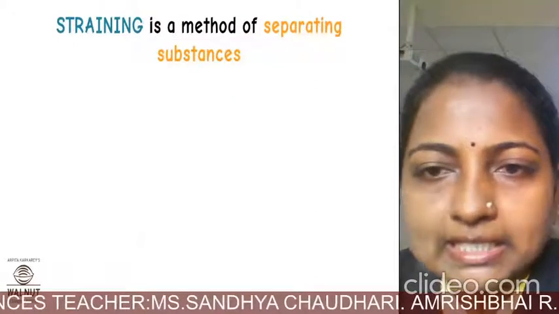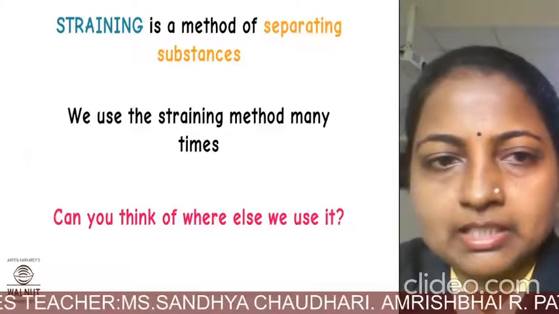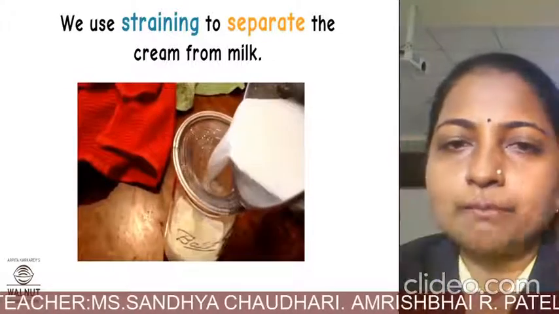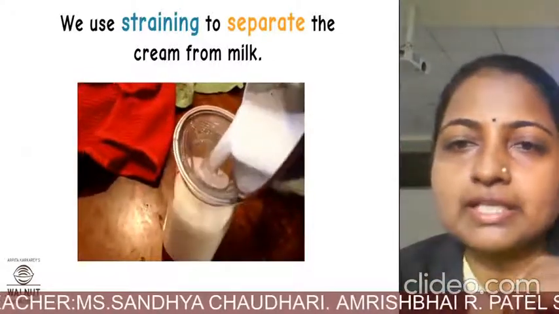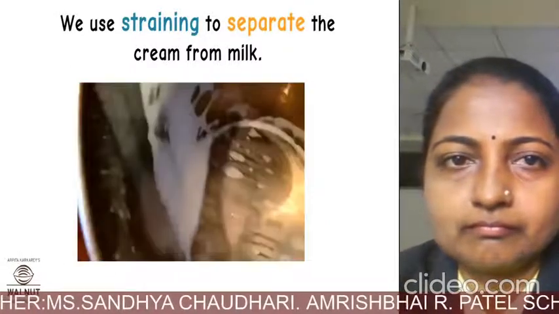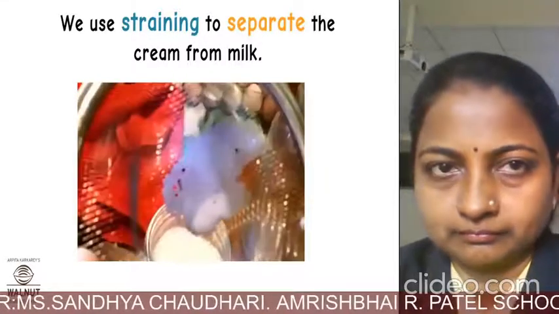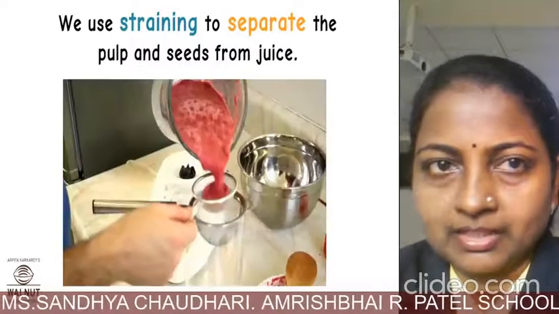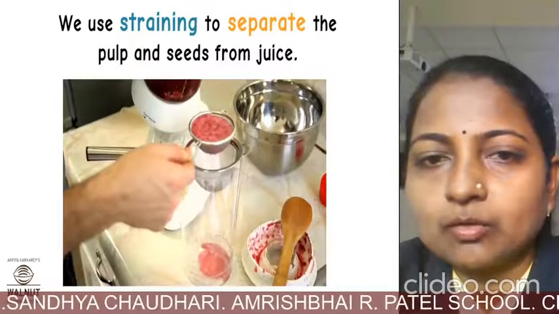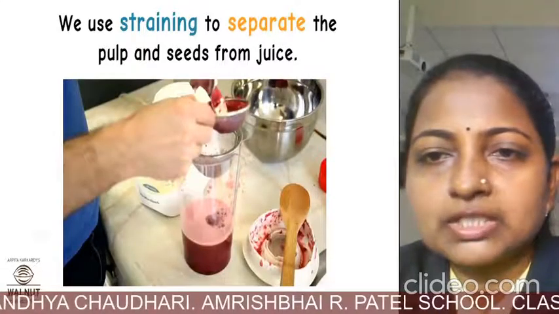Straining is a method of separating substances. We use the straining method many times. Can you think of where else we use it? We use straining to separate cream from milk. With the help of a strainer, we can separate cream and milk. We use straining to separate pulp and seeds from the juice. From juice also we will separate all impurities with the help of a strainer so that we can drink the juice.